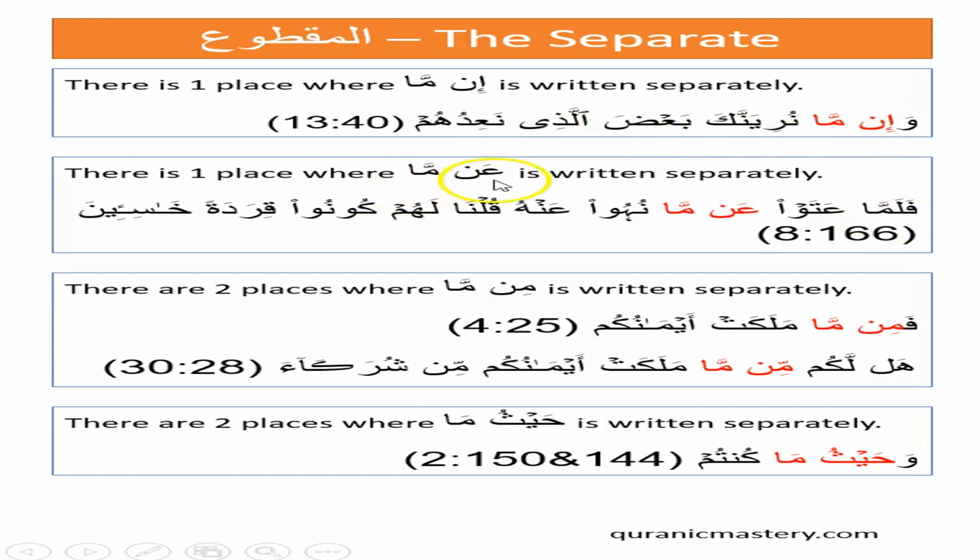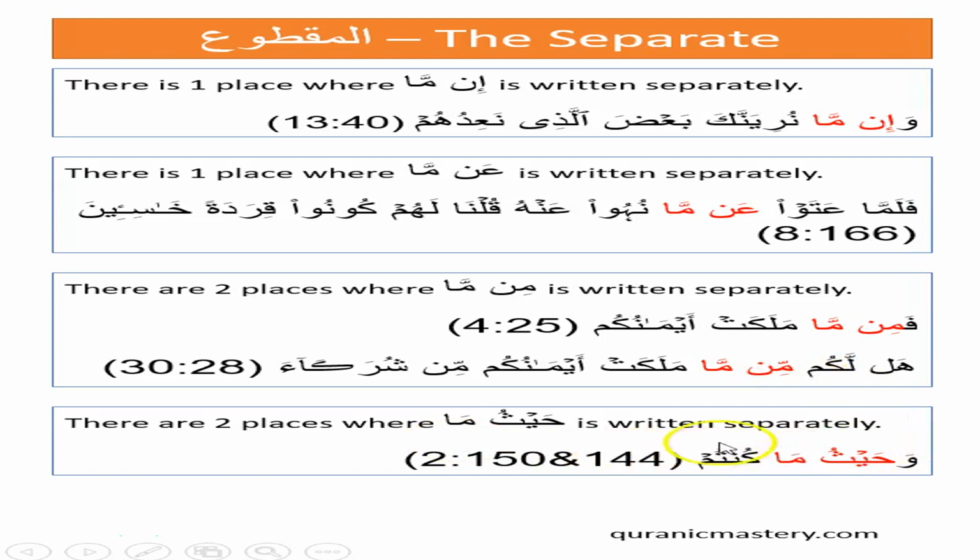The amma, which is written separately in one place, we can find it here: فَلَمَّا عَتَوْا عَمَّا نُهُوا عَنْهُ قُلْنَا لَهُمْ كُونُوا قِرَدَةً خَاسِئِينَ. So if we're going to stop, فَلَمَّا عَتَوْا عَنْ. Mimma is written separately in two places. You got فَمِمَّا مَلَكَتْ أَيْمَانُكُمْ and هَلْ لَكُمْ مِمَّا مَلَكَتْ أَيْمَانُكُمْ مِنْ شُرَكَاء. However, if you're going to stop, you stop فَمِنْ or هَلْ لَكُمْ مِنْ.